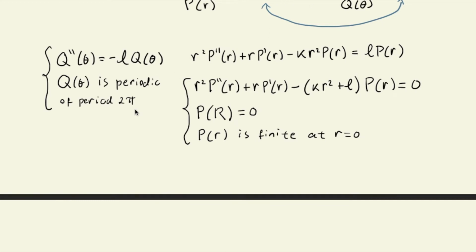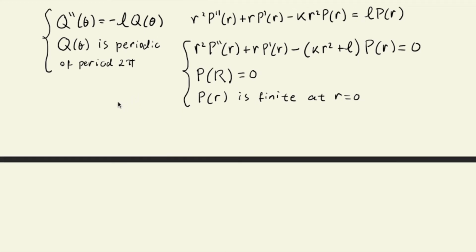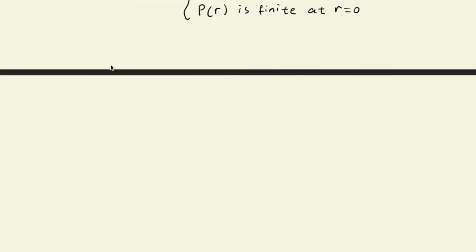What we find is that such eigenfunctions will look like, so first L, maybe I'll write this on the next page. So for Q, we have Q'' of theta is equal to minus L Q of theta. I'm going to write it like this, 2 pi periodic.